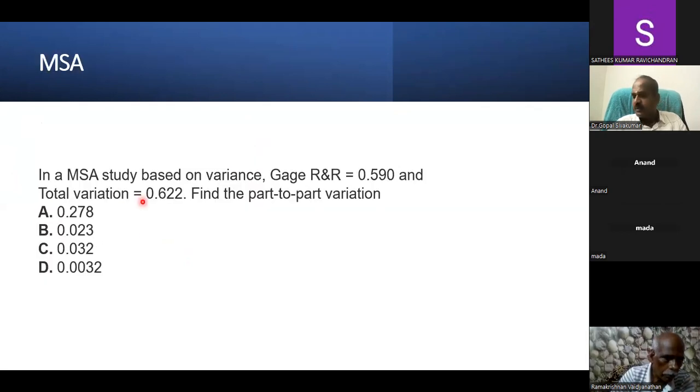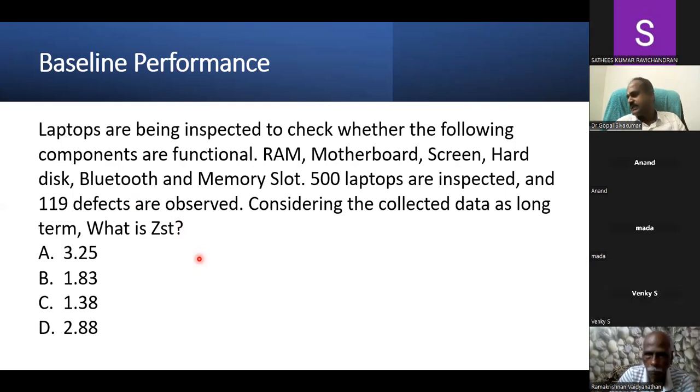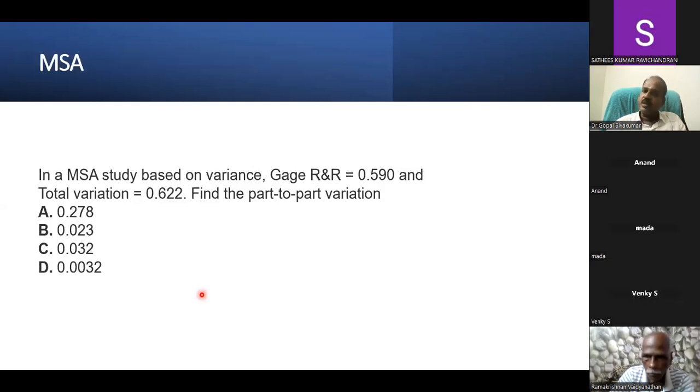So how to solve this problem? Answer: sample and OFE calculation. That is 3.25. Yes, very good. Thank you. Now this question.